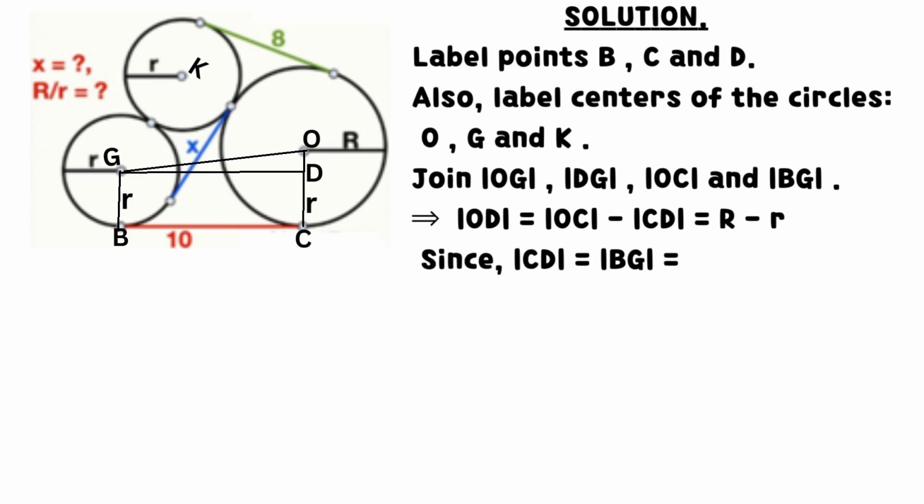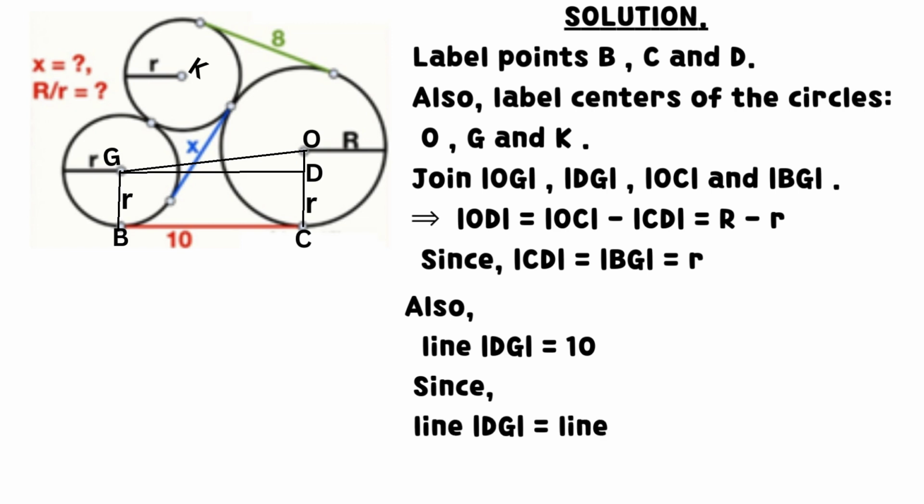This implies that OD equals OC minus CD, which equals r minus small r, since CD equals BG, which equals small r. Also, line DG equals 10, since line DG equals line BC, which equals 10.